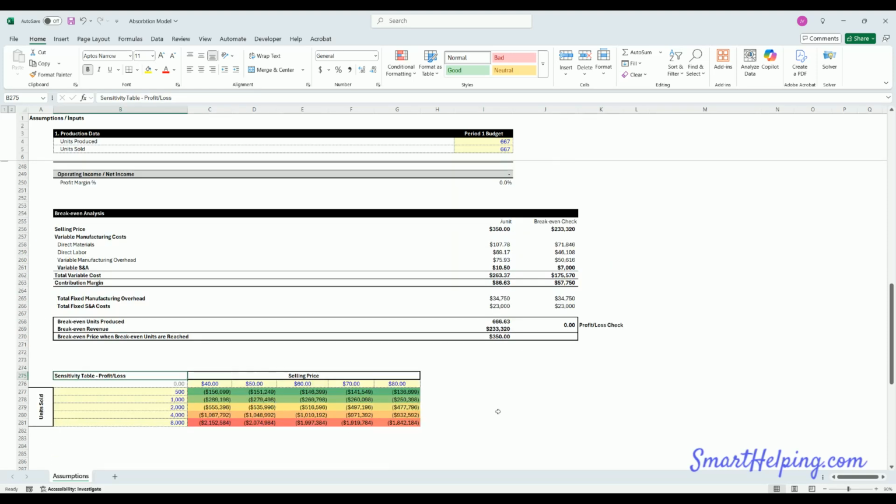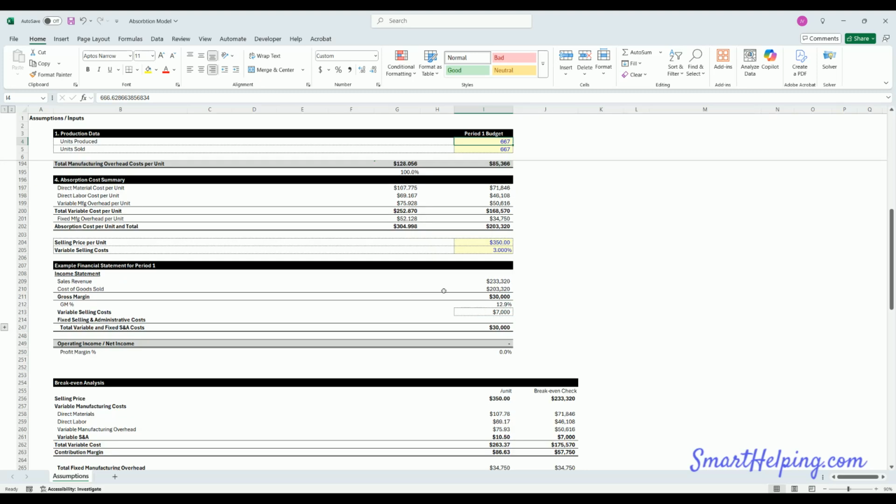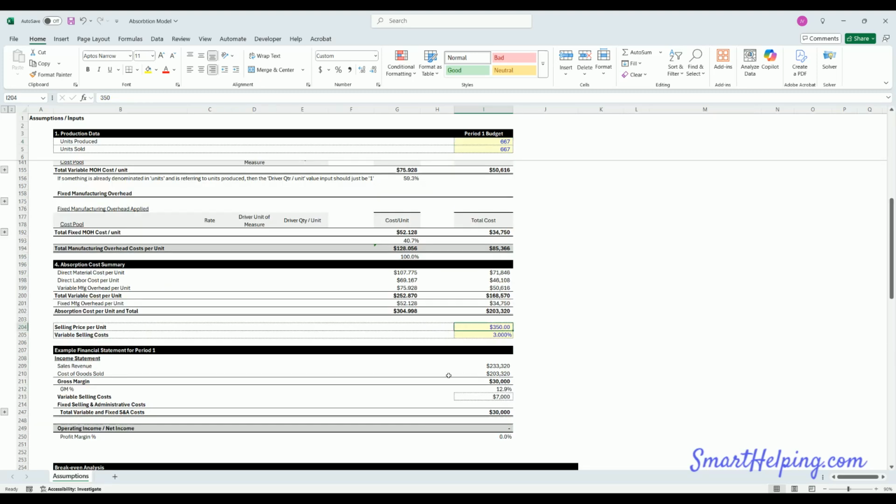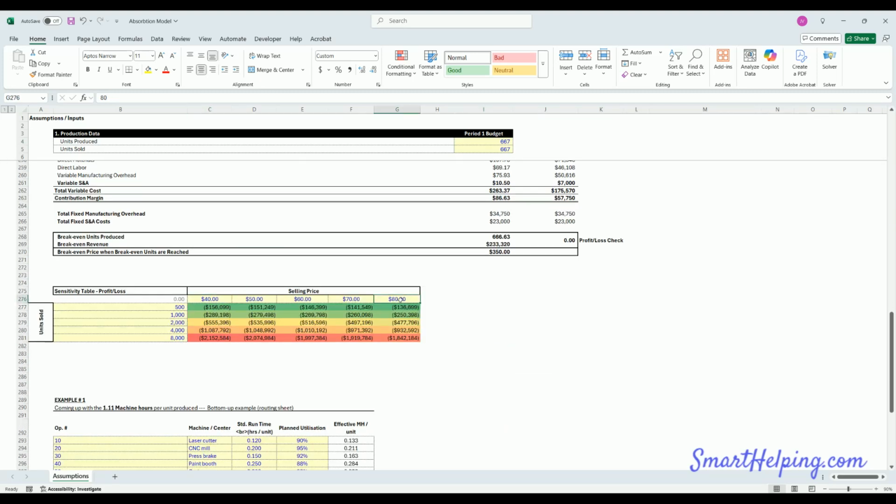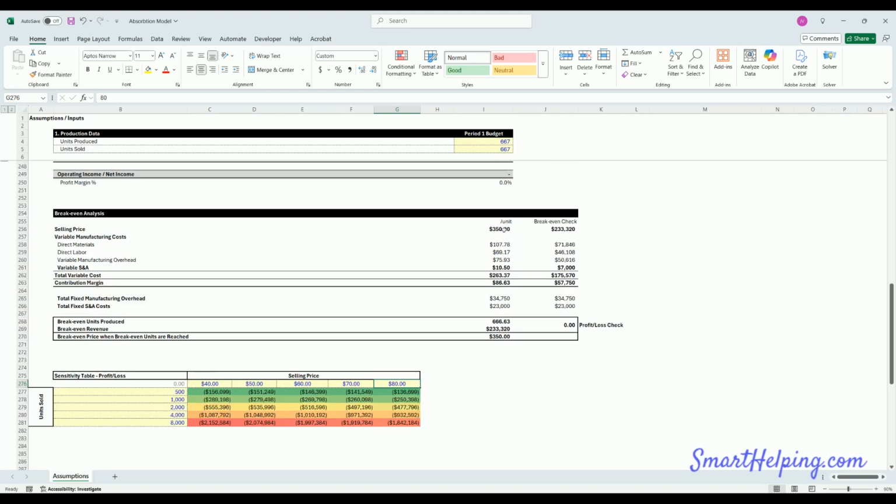So here it shows you, based on all these assumptions, in assuming this is how many units you produce, so your fixed manufacturing overhead is going to be a big factor here. So how many units you sell under these circumstances at different prices, which are P&L. So we're at a negative. Why are we at a negative right now? Well, because we are saying this price is $350. We're testing prices from $40 to $80. So we know that's all going to be negative because we're just breaking even at $350 a unit at 667 units.